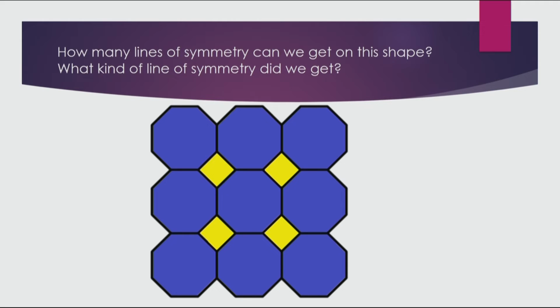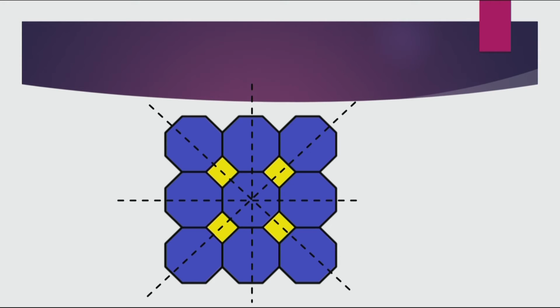So how many vertical lines of symmetry do you think this shape has? How many horizontal lines of symmetry do you think this shape has? How many diagonal lines of symmetry do you think this shape has? Lots of questions. So you can ponder on it, and then we'll check the answer together. Are we ready? So let us find the answer.